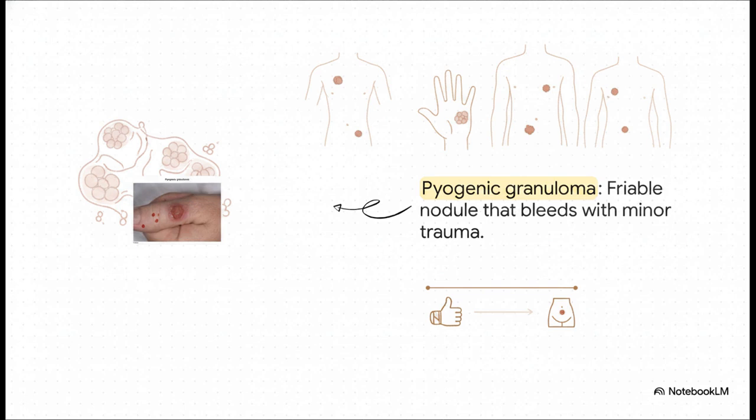Pyogenic granuloma presents quite differently. Also known as a lobar capillary hemangioma, this is a benign vascular tumor made up of abnormal capillaries in granulation tissue. It typically presents as a rapidly growing, friable, dome-shaped red papule on the hands, trunk, or oral mucosa. Its defining characteristic is that it bleeds very easily with even the most minor trauma. These lesions are frequently triggered by local injury or the hormonal changes of pregnancy.